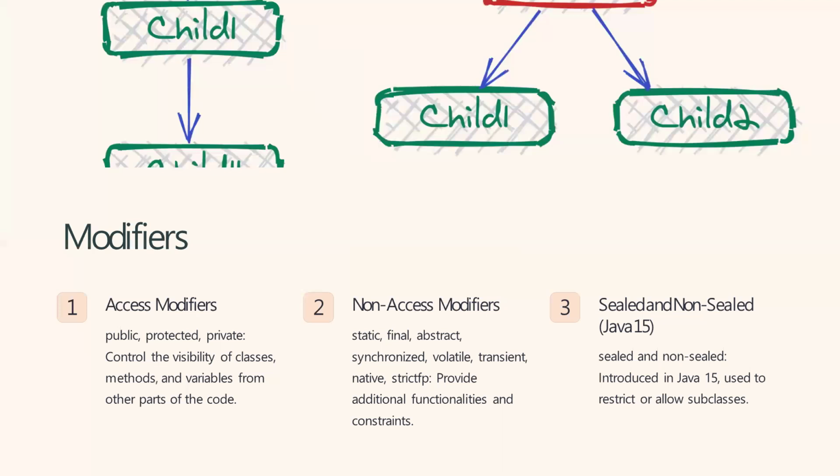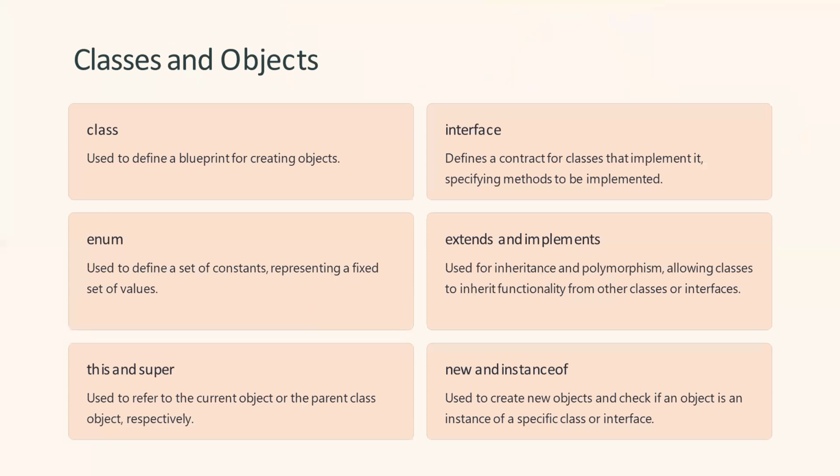Then sealed and non-sealed classes were introduced in Java 15, used to restrict or allow subclasses. Whenever we want to restrict subclasses, or want to make our class non-sealed, meaning we don't want to restrict, at that time we will use these sealed and non-sealed keywords. Then next, objects and classes we will see.